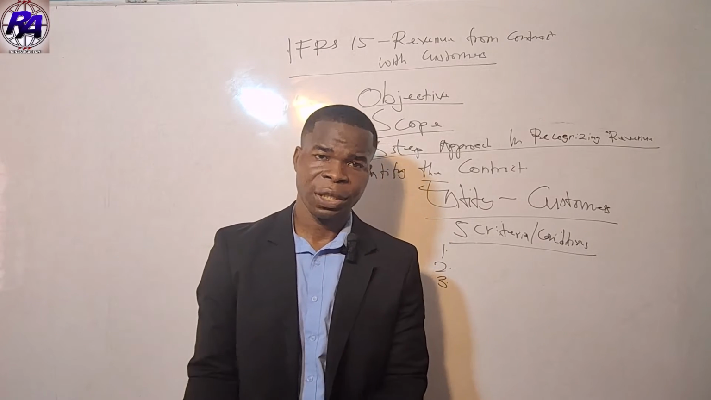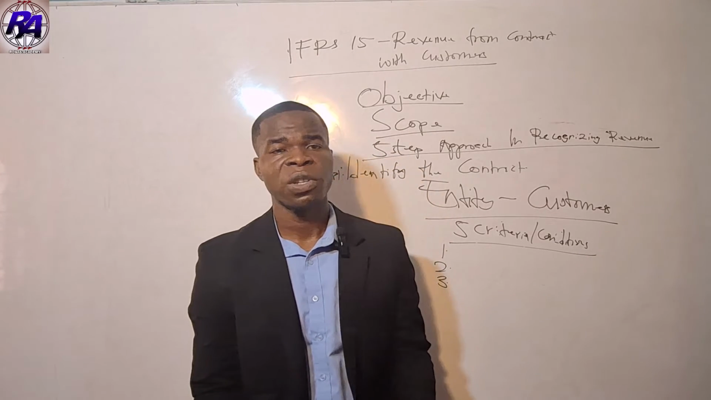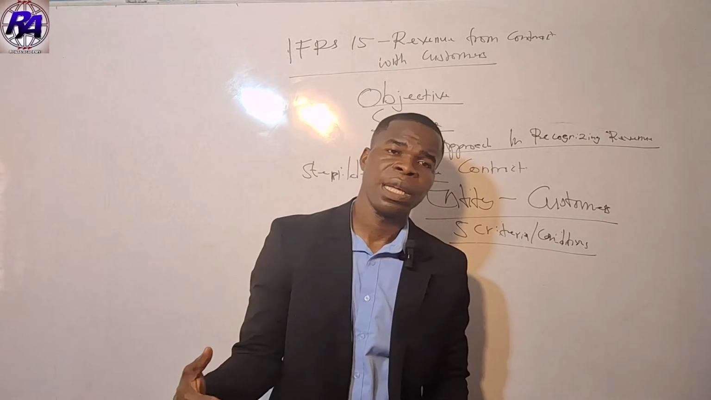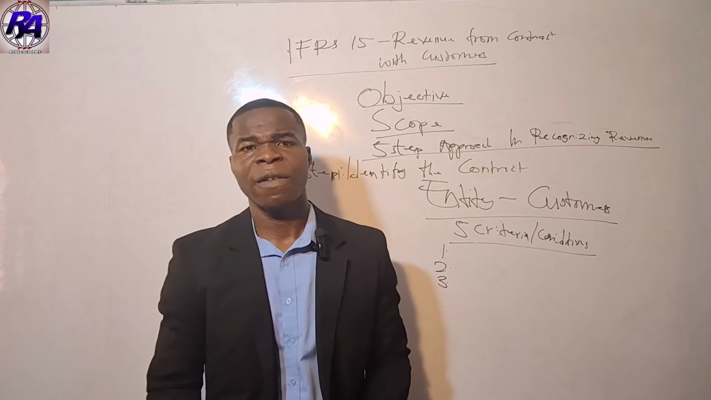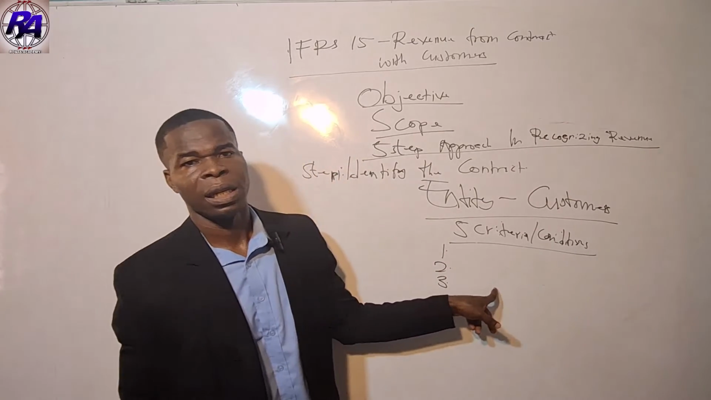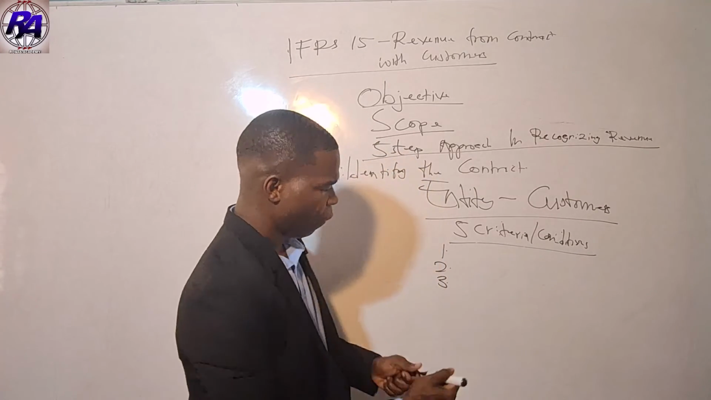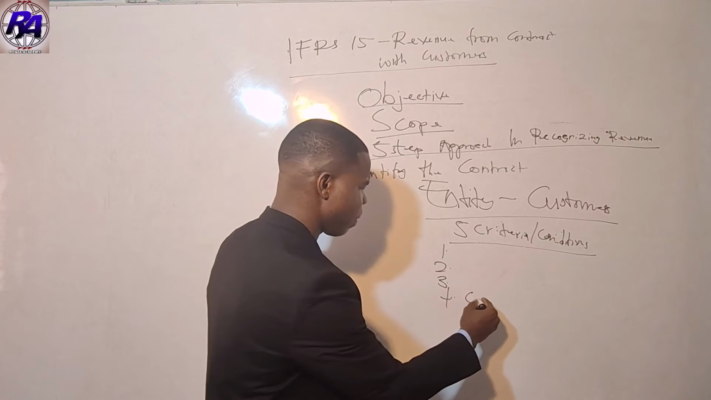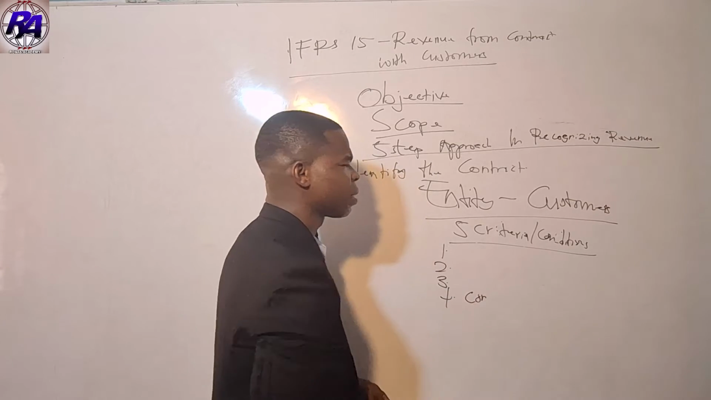Are you going to pay with cash? Are you going to pay with a non-monetary item? Are you going to pay on a credit basis? Do you have the means to pay? The entity has identified the payment terms. Condition 4. The contract must have commercial substance.